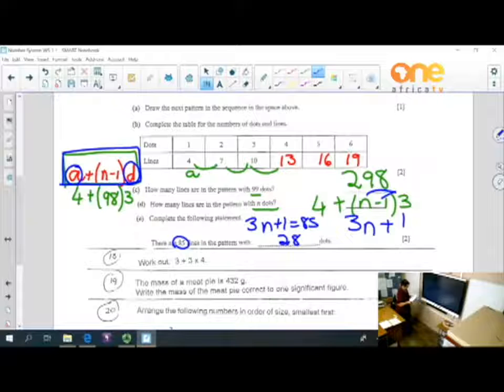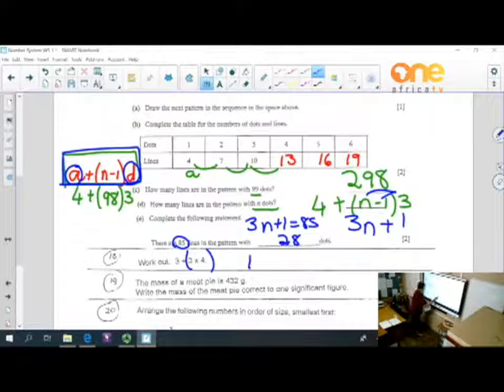Question 18. Work out. Again, I need to use BODMAS. So this one's answer is 15.